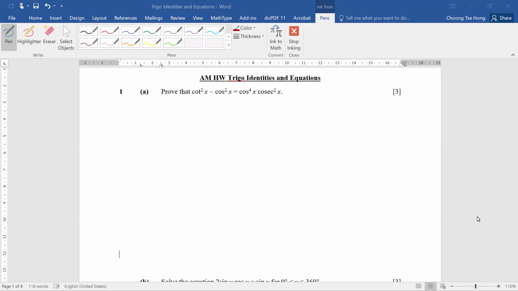So in part A, they want us to prove that cotangent square x minus cosine square x equals to cosine power 4x times cosecant square x. Right, so for this kind of trigo identity question, we always need to decide which side we want to start from. If you look at the left side, it is the difference between two trigo functions, cotangent square x minus cosine square x. And on the right side is actually one single function, the product of cosine to the power of 4x times cosecant square x.